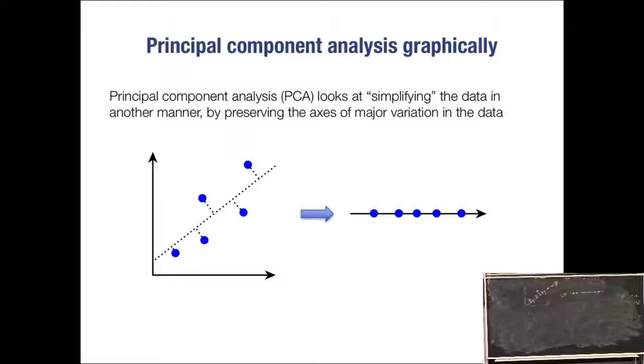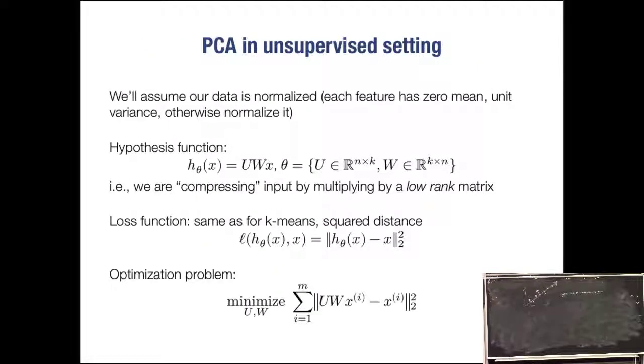All right, so now let's put this in a more formal setting, in our same unsupervised setting as before. So PCA, as before, has inputs xi, and has some parameters we'll talk about in a second. But I'm going to talk about my hypothesis class first. So the hypothesis function is the following.